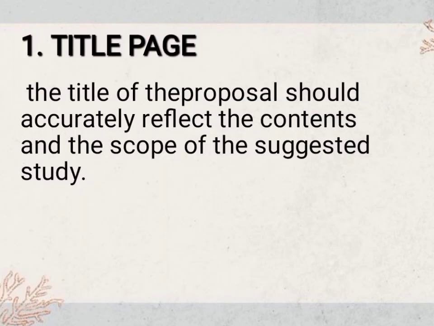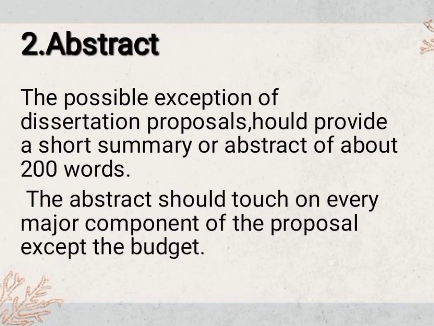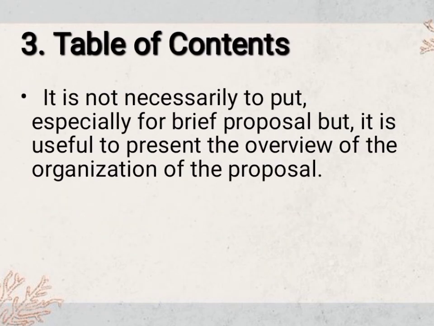1. Title page. The title of the proposal should accurately reflect the contents and the scope of the suggested study. 2. Abstract. With the possible exception of dissertation proposals, a proposal should provide a short summary or abstract of about 200 words. The abstract should touch on every major component of the proposal except the budget. 3. Table of contents. It is not necessary, especially for a brief proposal, but it is useful to present the overview of the organization of the proposal.